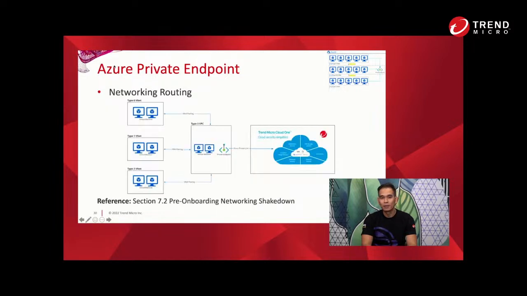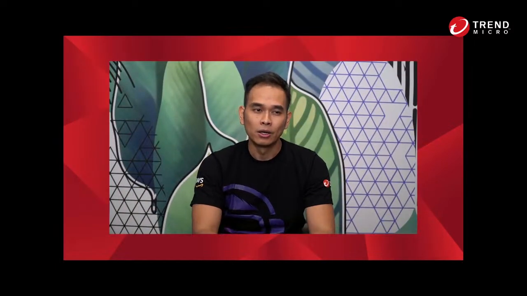Please ensure you have your VNet peering done and that the necessary routing has been configured between your VMs and the private endpoints before connecting to Cloud One Workload Security. So that's all for the networking part and the private endpoint creation parts.